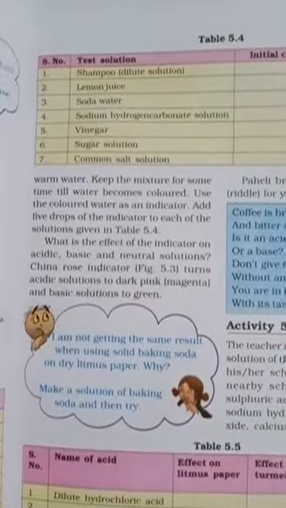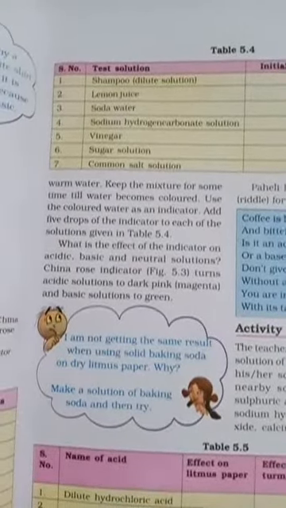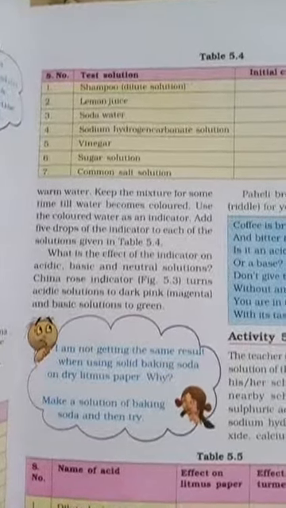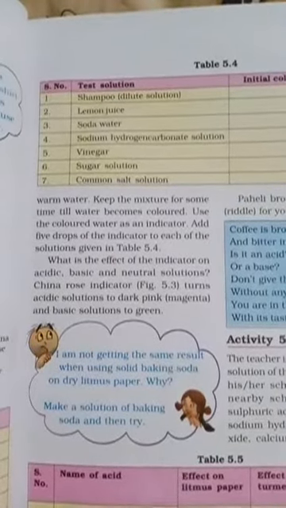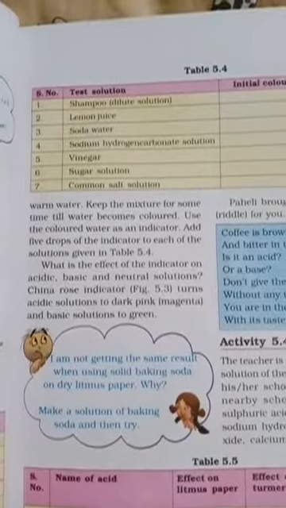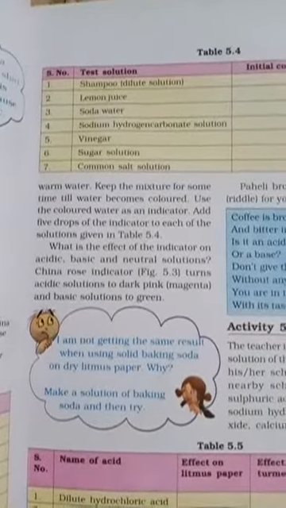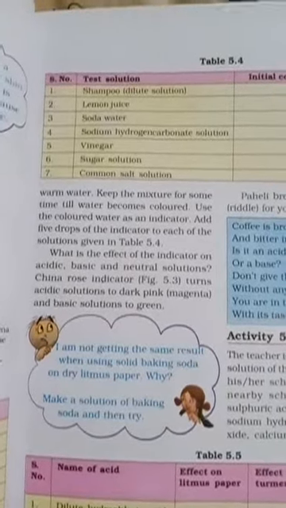Keep the mixture for some time till the water becomes colored. So you have to keep this beaker with the China rose petals and warm water as it is for some time, till the whole water becomes reddish or colored. Why? Because the China rose petal turns into a reddish color, right? So use the colored water as an indicator. Now that the water has turned completely colored, you can use it as an indicator.